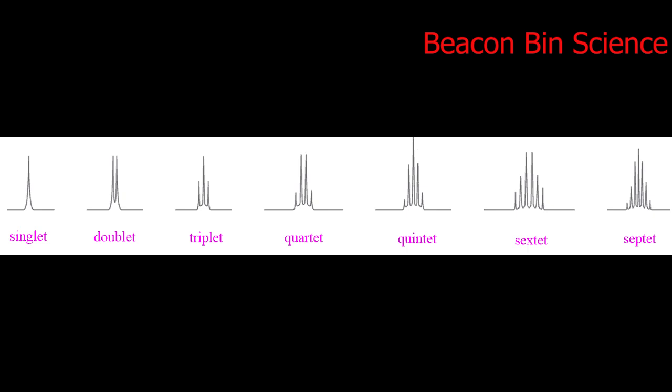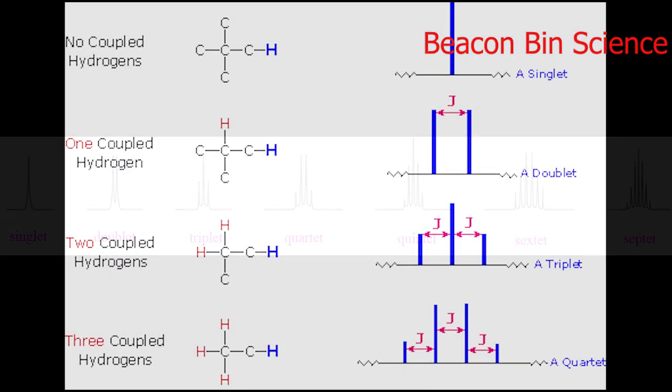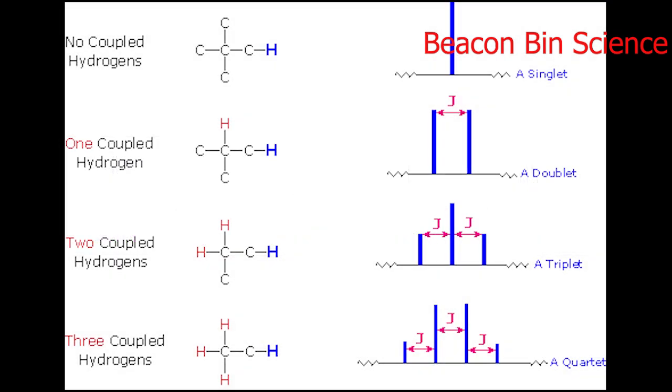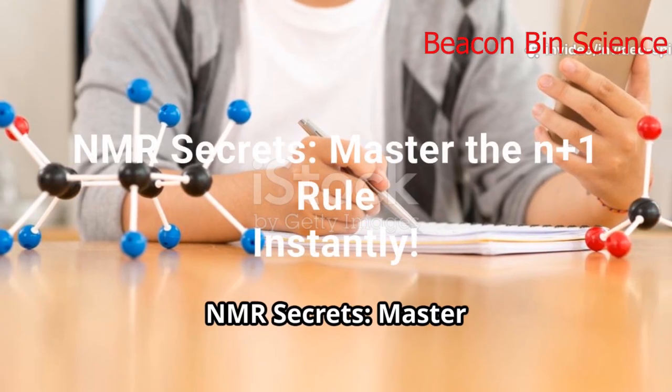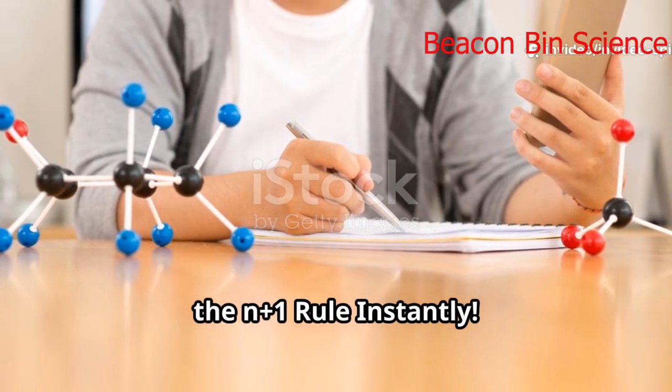Protons don't exist in isolation, they feel the magnetic influence of their neighbors. This gives rise to multiplets. The rule is simple: a proton with n neighboring equivalent protons splits into n+1 peaks. NMR secrets. Master the n+1 rule instantly.